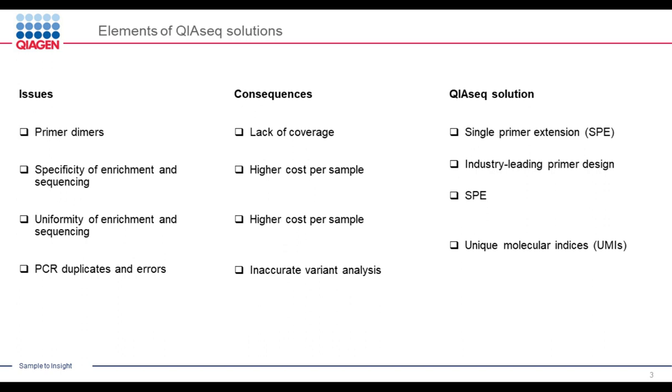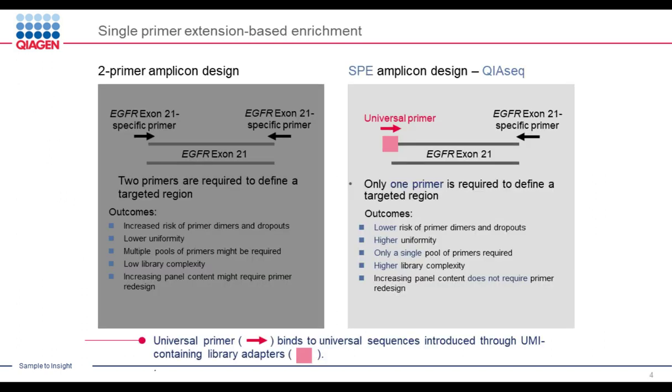And to overcome the issue of PCR duplicates or errors, we've incorporated unique molecular indices, or UMIs, into our library structures. With UMIs, we can now go back with powerful data analysis tools and analyze data not just based on raw reads, but based on unique molecular indices, which will allow us, again, to achieve a much more accurate variant analysis, as you will see in subsequent slides.